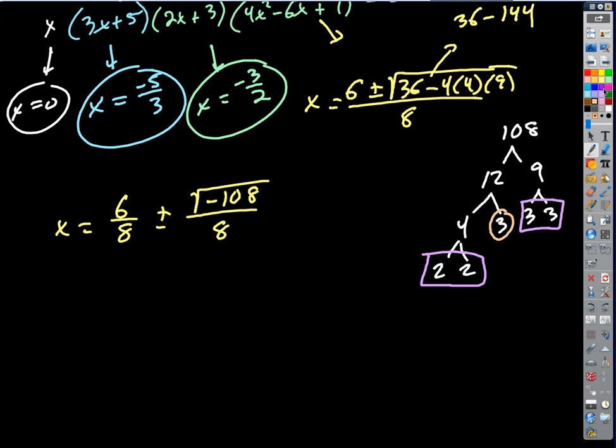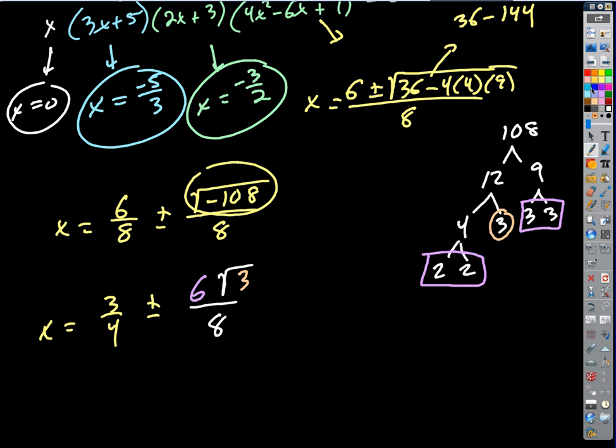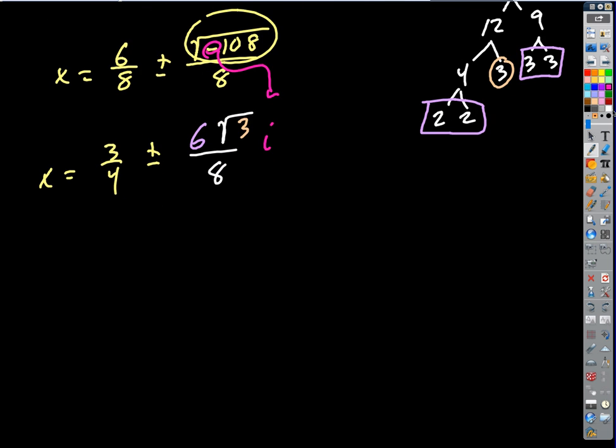So then x is equal to 6/8 just becomes 3/4, right? Plus or minus, what's the square root of 108 gonna be? Okay, a couple of 2s, a couple of 3s gives me 6 outside, and then the 3 inside, so I have 6 times the square root of 3, and then the whole thing is gonna be over 8, and I've got an i out there, don't I? Because I've got a negative. Okay, so if I can just reduce those fractions, I got it.